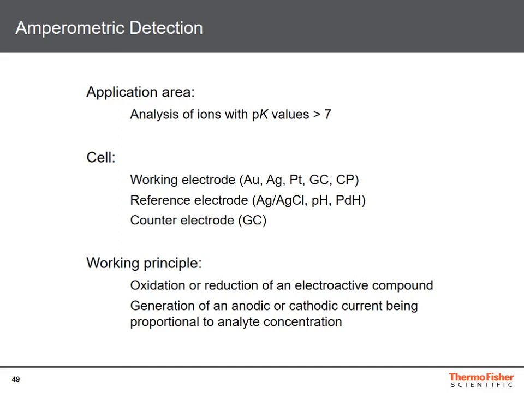Reference electrodes are typically a silver-silver chloride one, or a pH electrode, or a combination of both. But lately we also see the use of palladium hydride electrodes, which have the advantage of a much longer lifetime. The counter electrode is either glassy carbon or simply the stainless steel body of the electrochemical cell. The working principle: we either observe an oxidation or reduction of an electroactive compound, and therefore we are generating either an anodic or cathodic current being proportional to the analyte concentration in a certain concentration range.